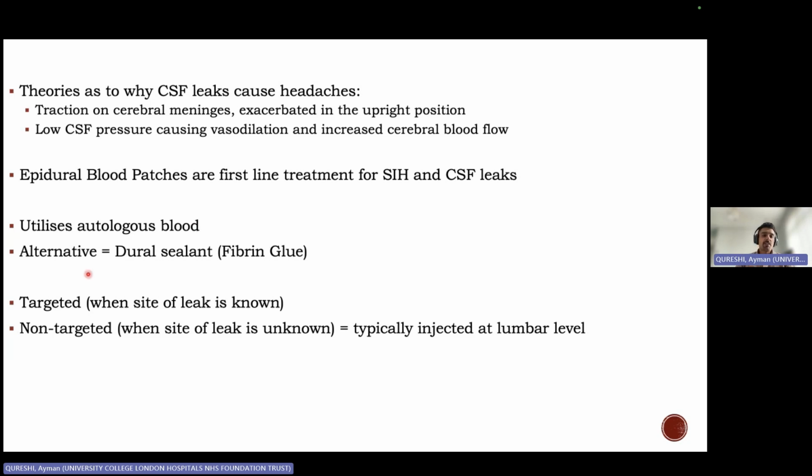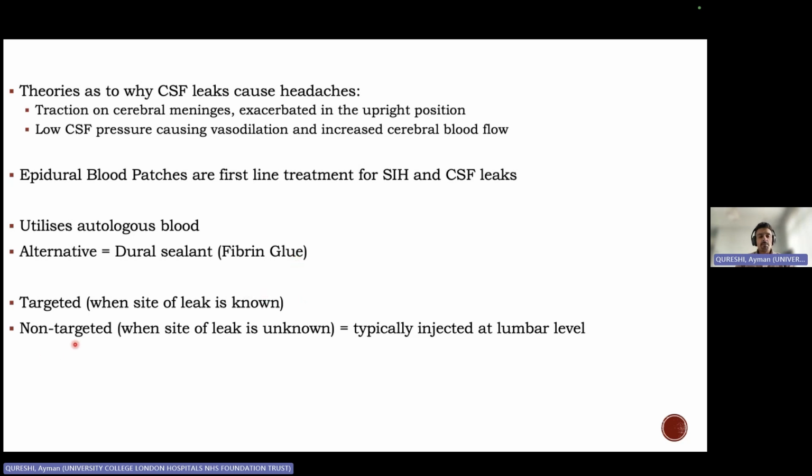An alternative is a dural sealant called Fibrin or Fibrin glue. And this is something that's created in a lab. We'll talk a little bit about what Fibrin is and what the mixture contains and how it works.